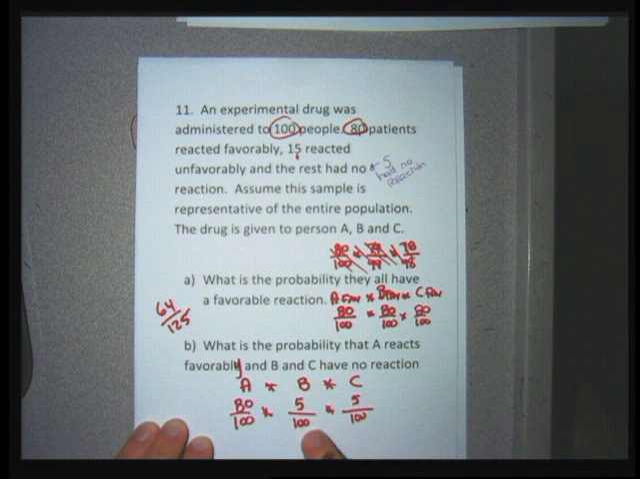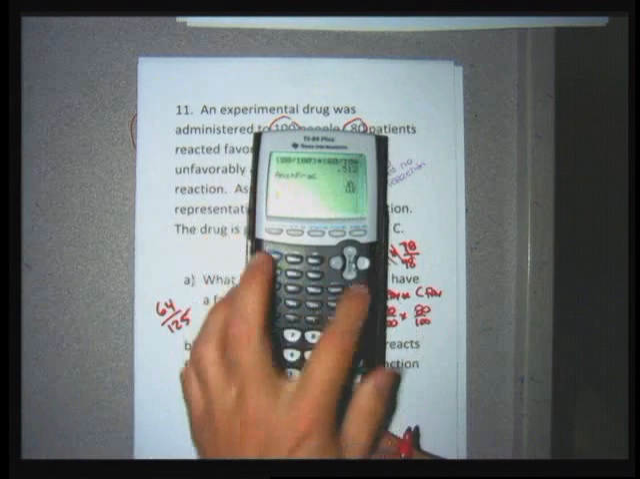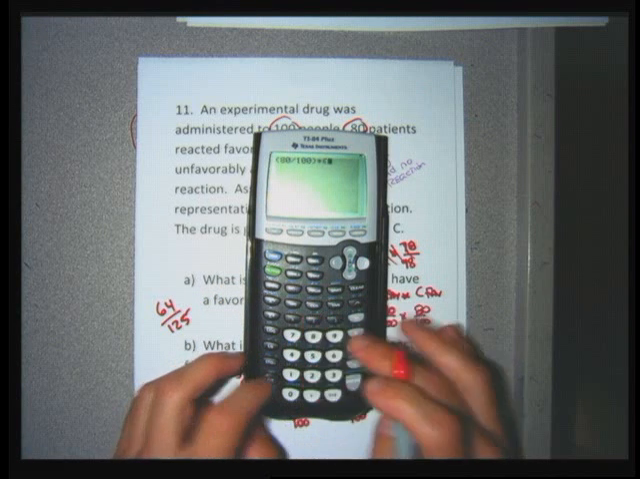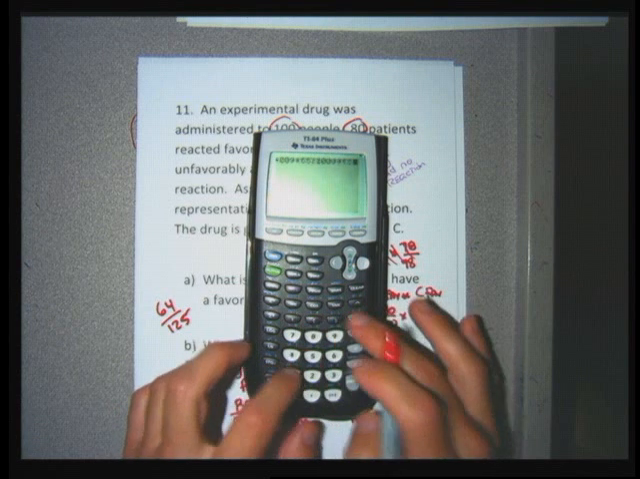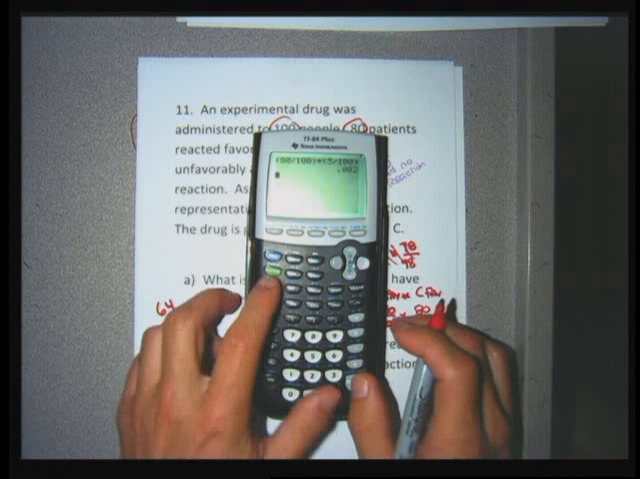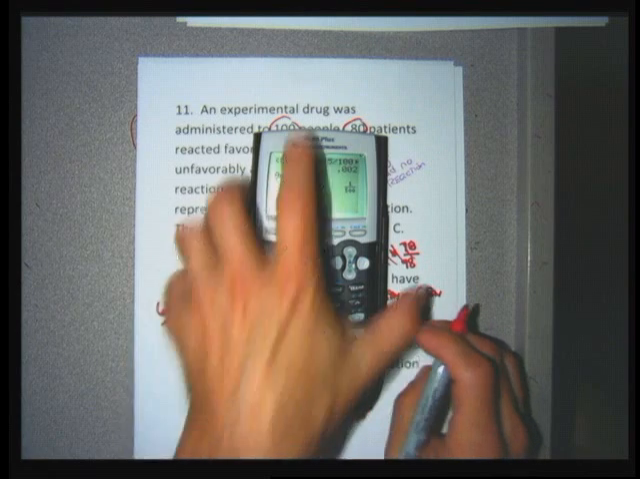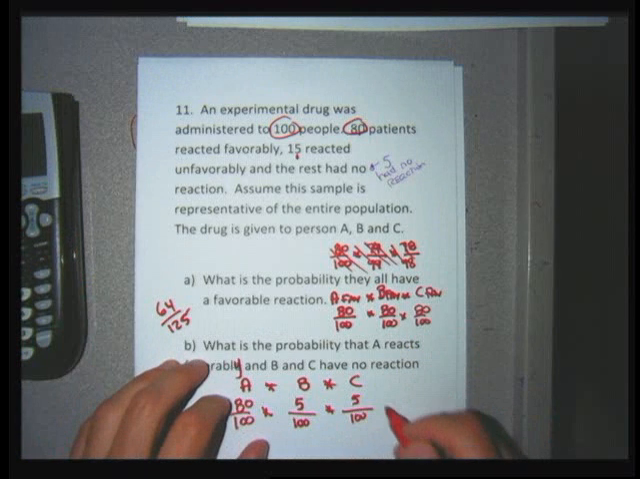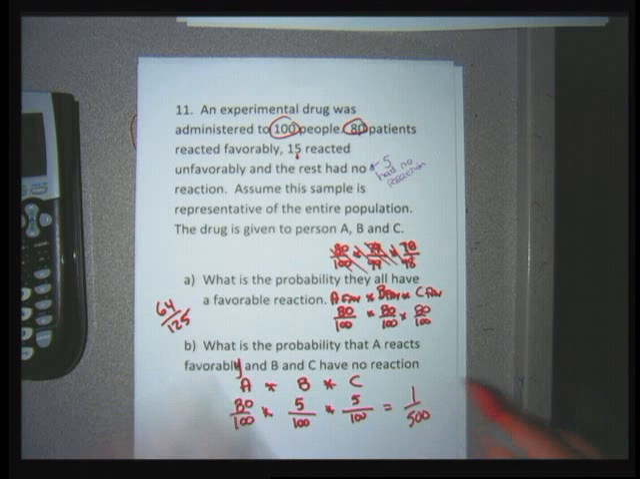If you made this 5 over 99 and that 4 over 98, I'd live with it, but it's not what the author wants. Now I'm going to multiply these fractions in parentheses, so 80 divided by 100 times parentheses 5 divided by 100 times parentheses 5 divided by 100 equals. In math, enter, enter, I get 1 in 500, which is, no, 0.2% chance. The author would want us to write the answer 1 in 500 for this. If you wrote 0.002, which is 0.2%, that's okay as well.